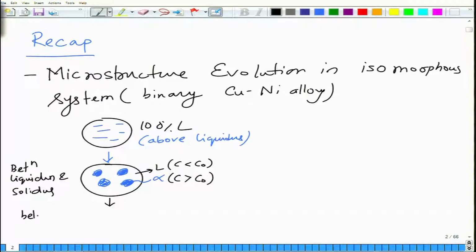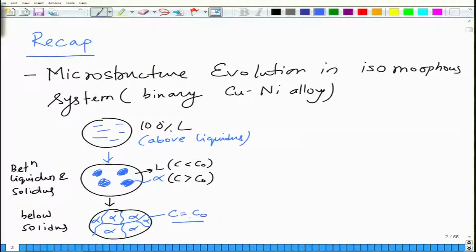and finally below solidus we will have completely alpha phase. So this is alpha, alpha, alpha, alpha, alpha. These are grains of alpha separated by the grain boundaries, and this alpha will be of composition C is equal to C naught. So this is how the equilibrium structure will develop.